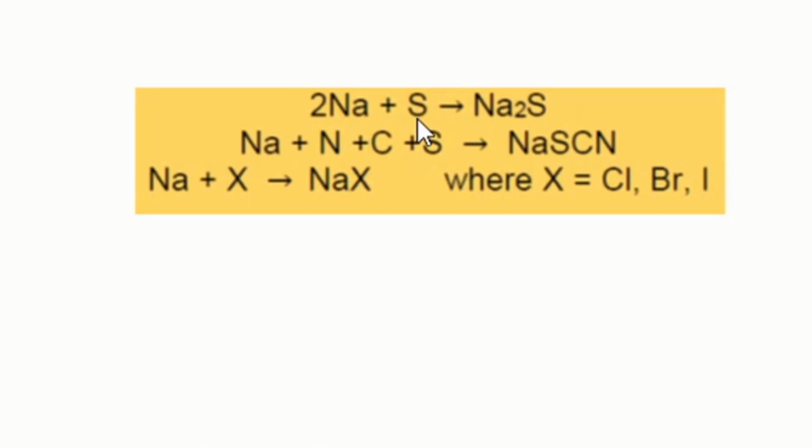So for example, if the organic compound contains sulfur, then sodium will react with the sulfur to make sodium sulfide. If the organic compound contains carbon, nitrogen and sulfur, they will mix up and make sodium thiocyanate. And if there is only halogen, sodium will react with the halogen to make sodium halide. So these are the different salts which are formed by heating with the sodium. So sodium with sulfur gives sodium sulfide, sodium with nitrogen, carbon, sulfur gives sodium thiocyanate, and with the halogen it makes sodium halide. So we perform the test for these 3 elements separately.